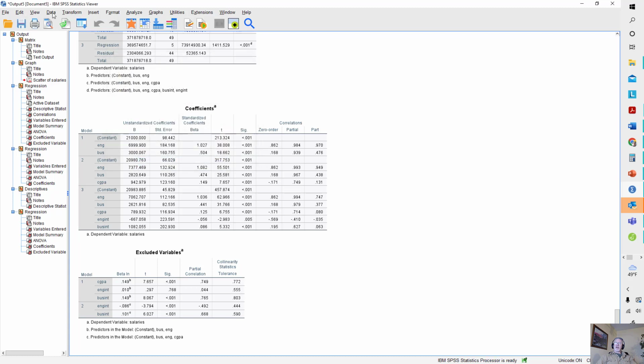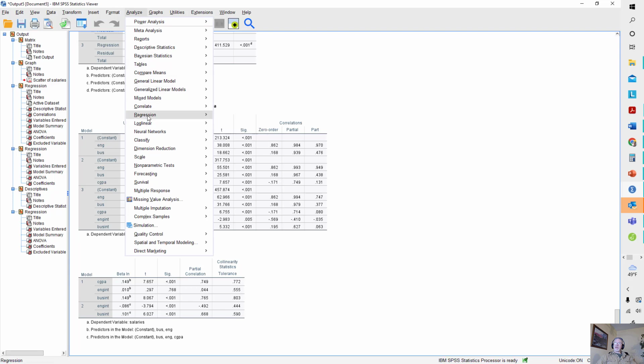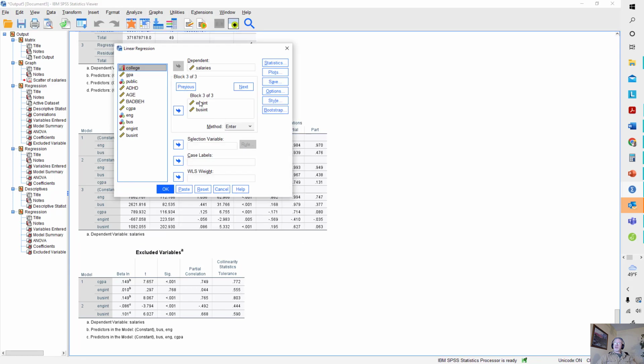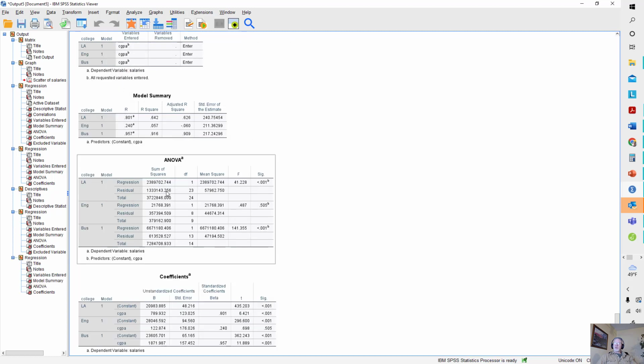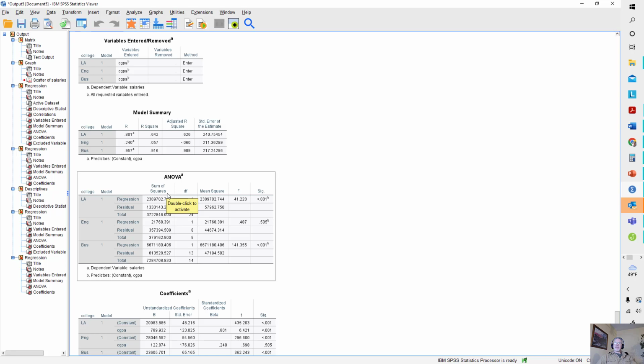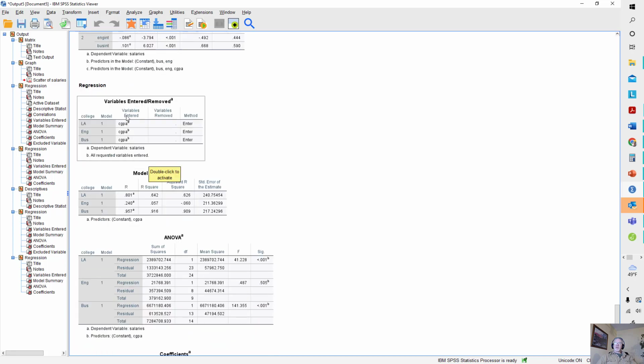So we say split the file, and then we're going to go and analyze regression, linear, and I'm going to reset this, and I'm just going to look at how salaries function with respect to centered GPA. So just look at my continuous variable on the dependent variable alone. When I run that, what I end up getting is an analysis in which, for each of the colleges, it's running that simple regression.